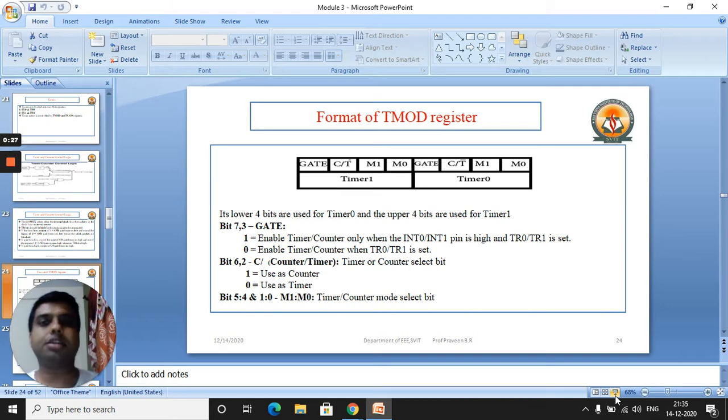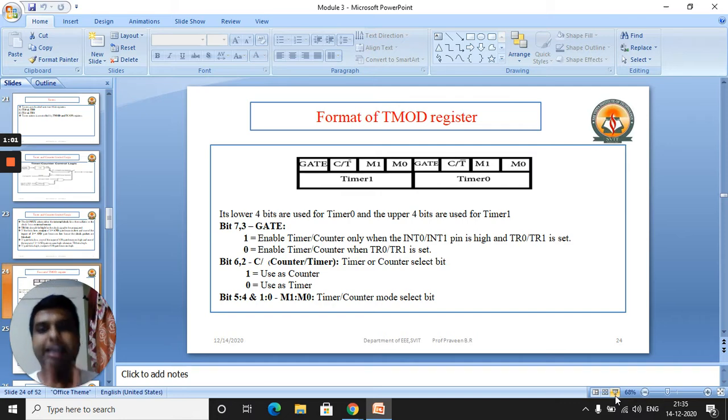In today's session, I am taking a topic on TMOD register and TCON register. What do you mean by a TMOD register? A TMOD is an 8-bit register which is used to choose one of the timers, timer 0 or timer 1, and it is used to select the mode. What do you mean by mode? What do you mean by counter? What do you mean by timer? And what do you mean by gate?